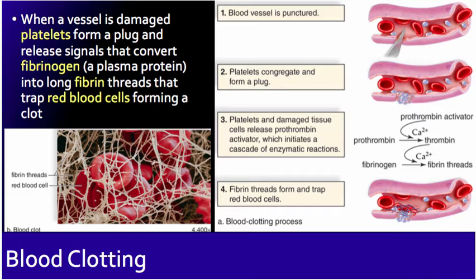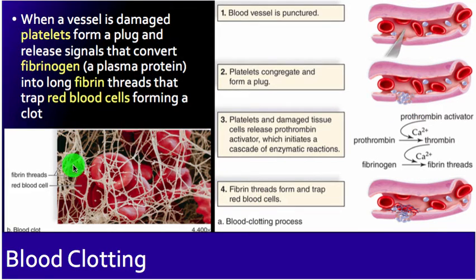How does this happen? Well, clotting is going to obviously protect a damaged vessel. So when a vessel is damaged, we're going to have platelets form a plug within the damaged area. Now, of course, platelets can potentially stop this just by sticking to each other if there's a very small damaged area. But generally, we're going to have a bigger damaged area, and we're going to have something a little bit more elaborate. So these platelets release signals that convert fibrinogen, one of our plasma proteins, into thread-like fibrin.